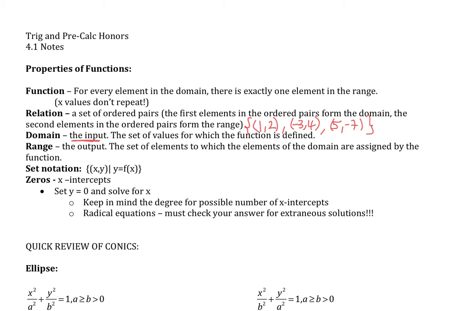It's usually the x values, but we'll talk a little bit about why that might change and be y values. And the range is the output. We have some set notation down here. We'll talk about our domain and range in terms of set notation, and I'll also review interval notation, which we talked about earlier in the year. And then zeros, we're mainly looking at real zeros here as x-intercepts. So we'll set y equal to 0 and solve for x for those.